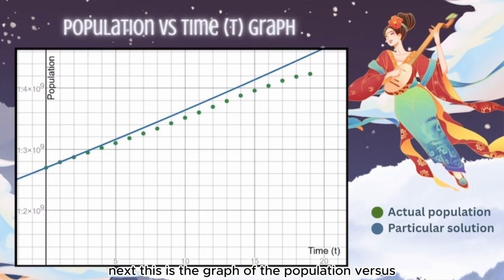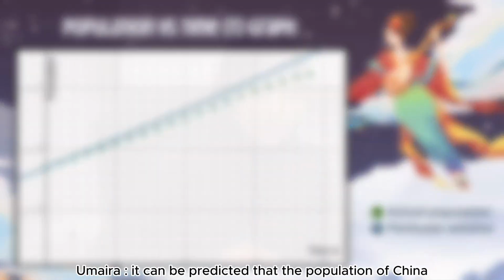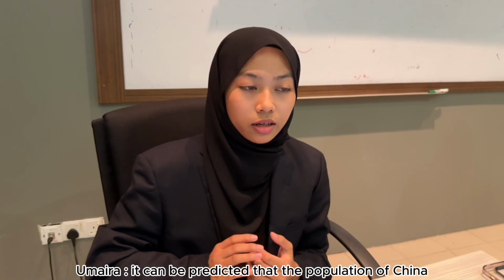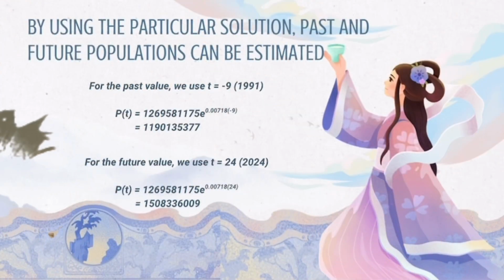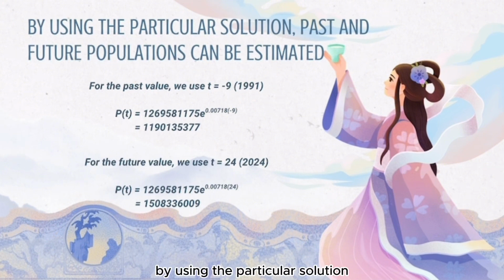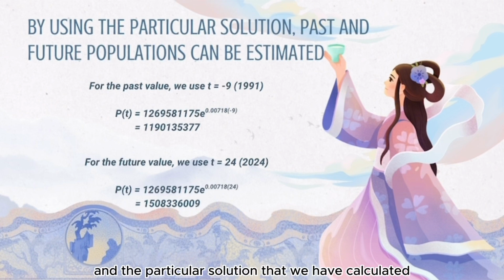Next, this is the graph of the population versus time graph of the population in China from the year 2000 to 2019. As we can see, the green dots represent the actual population values that we gathered from our data, and the blue line represents our particular solution. It can be predicted that the population of China will keep increasing in the future. By using the particular solution, we can estimate the past and future populations based on our data and the particular solution that we have calculated.